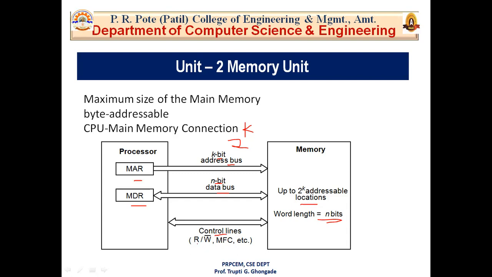Now what do the control lines include? Read control signal, write control signal, MFC control signal, etc. This MFC is for coordinating data transfer. How it will coordinate data transfer, we will discuss. Other control lines may also be added to indicate the number of bytes to be transferred, but basically we will discuss the read, write and memory function complete control lines.